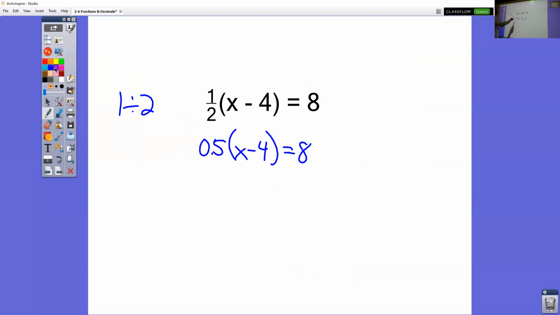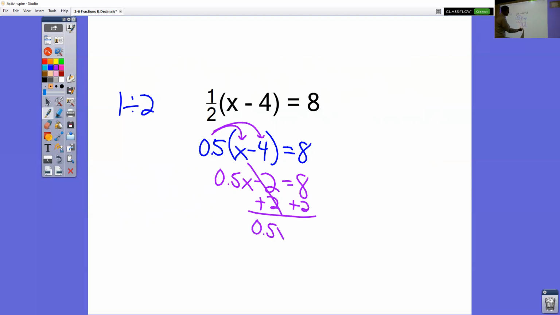So we're going to take that 0.5, distribute, and distribute. 0.5 times x is 0.5x. 0.5 times negative 4 is negative 2. So we're going to write minus 2 equals 8. Now it's just a two-step equation, so plus 2, plus 2. 0.5x equals 10. Divide by 0.5, divide by 0.5.